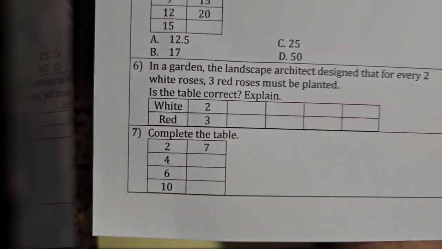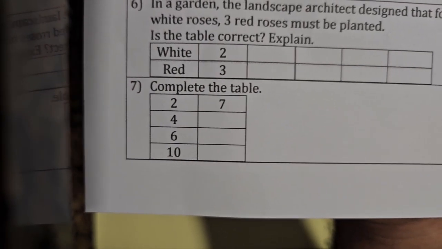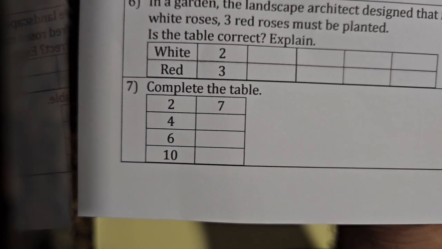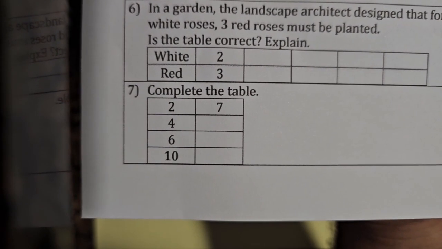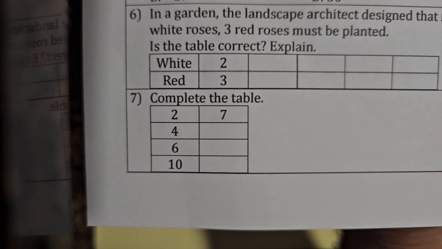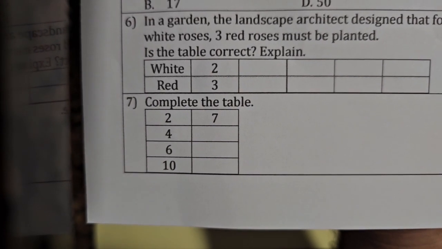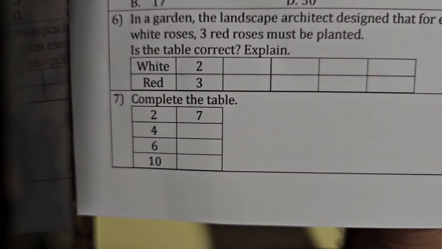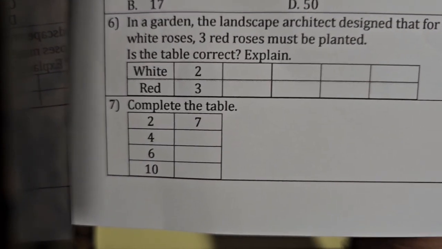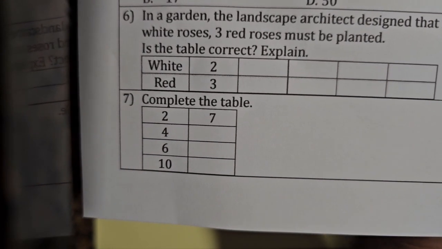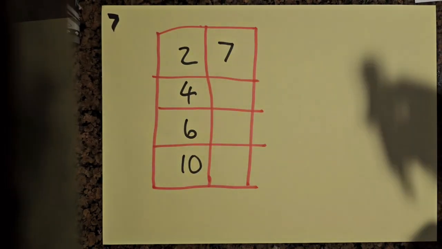Okay, so question 7 might not seem very clear. It just says complete the table. You've got some values on the left hand side, 2, 4, 6, 10, and you have one single value of 7 next to the 2. I feel like it's unclear because they don't tell you the relationship between the left and the right. But if we're going on what we've been doing so far, every question has been about a ratio, right? So they want you to assume that the ratio here is 2:7, and then apply that ratio all the way down for the rest, right? So for every 2 on the left, there should be 7 on the right. Now, that's pretty straightforward.